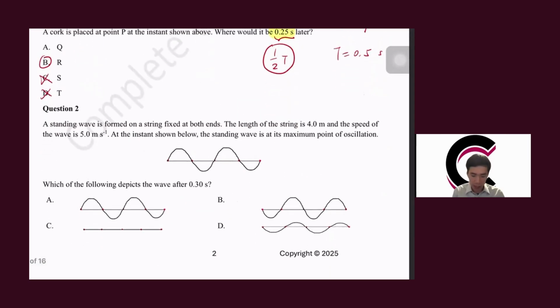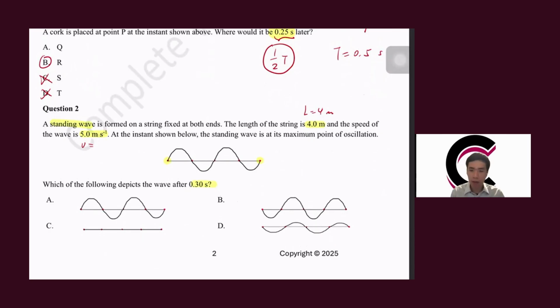Question 2, this time we got a standing wave, so it's important to distinguish which wave type it is. Fixed at both ends, that's the only type we're going to see in VCE from now on. The length is given as 4 meters, so let's jot it down. L is 4, and the speed of the wave is 5 meters per second. That's V. And at the instant shown below, the standing wave is at its maximum point of oscillation. So it's the maximum displacement at all points. After 0.3 seconds, which of the following depicts the waveform?